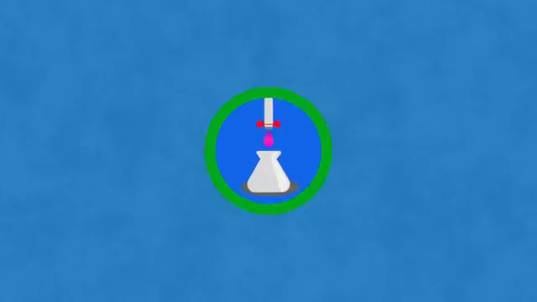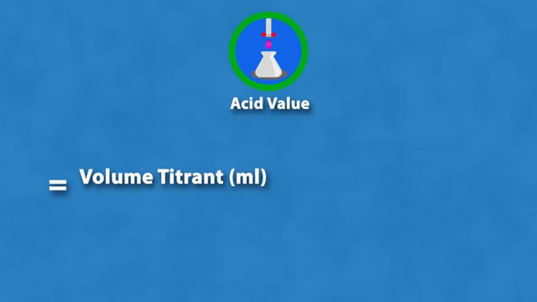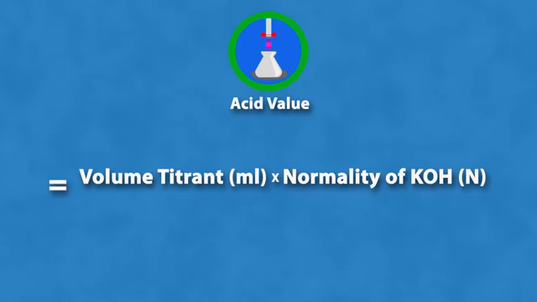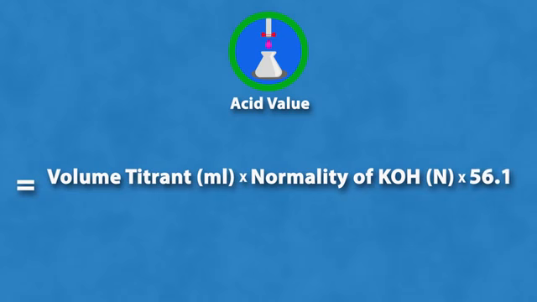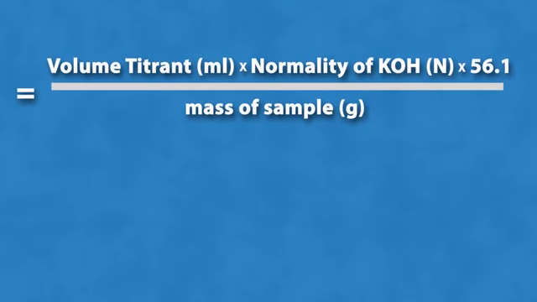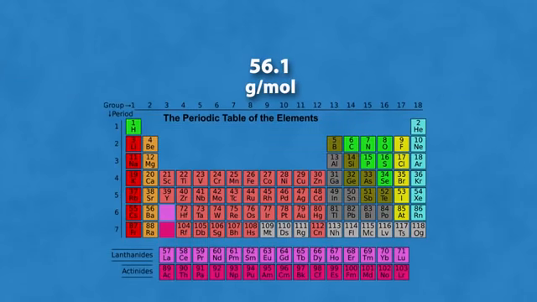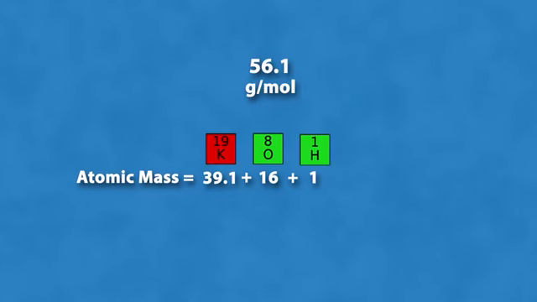In order to calculate the acid value, the following equation can be used. The acid value is equal to the volume of titrant used multiplied by the normality of the potassium hydroxide solution multiplied by 56.1, all divided by the mass of the sample. Again, the acid value is expressed as milligrams of potassium hydroxide per gram of sample. 56.1 is the molecular weight of potassium hydroxide.